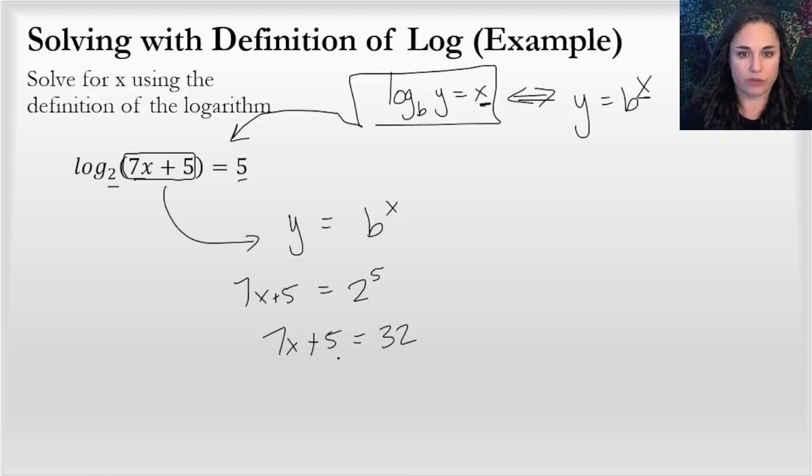I'm going to subtract 5 on both sides to isolate the 7x, so I get 27, and x equals 27 over 7, and that will be my answer. So that's how you apply the definition in order to solve for an unknown variable.